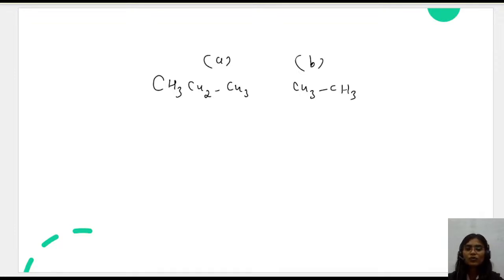A or B, which is more soluble? It's not boiling point, okay? Okay, B. Very good. B is the correct answer. Why? Because small. Think about it.